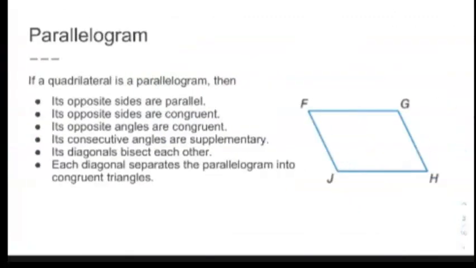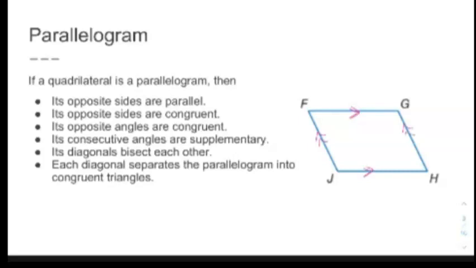All right, so let's talk specifically about parallelograms. In a parallelogram, we know it's going to be a quadrilateral, because that's the first priority. You'll notice we have several if-then statements here. If a quadrilateral is a parallelogram, then its opposite sides are parallel. So side FG is going to be parallel to side JH, and FJ is going to be parallel to GH.